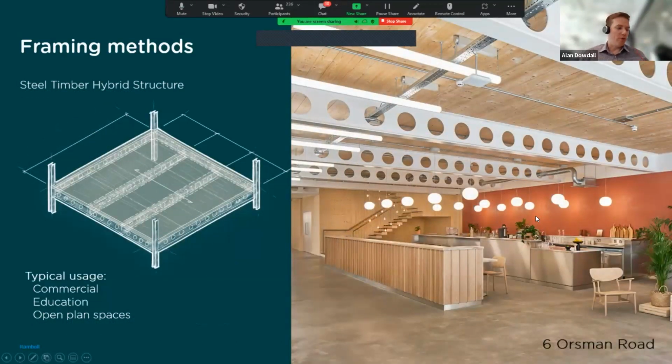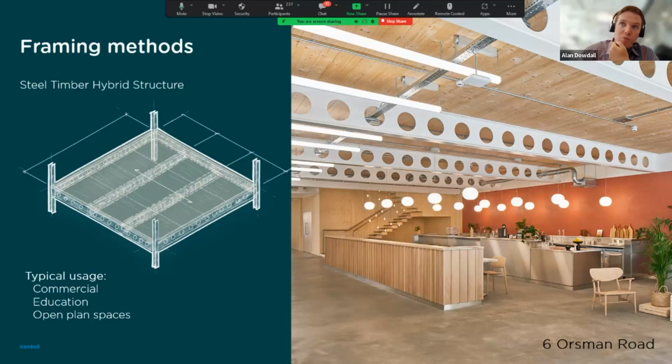And moving forward with that sort of hybrid approach, there's lots of examples where you have a steel frame and use the floor topping for the timber. This is 6 Osmond Road, where we're involved now.